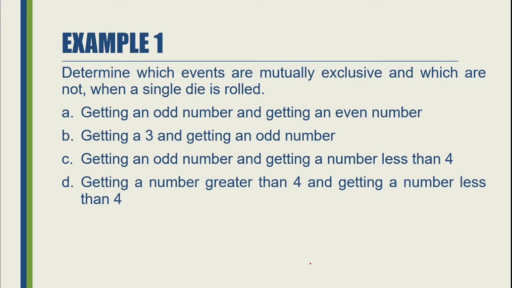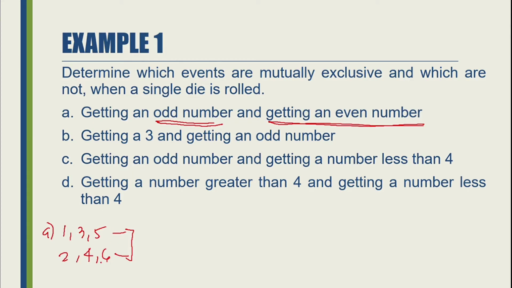So here is an example. Determine which events are mutually exclusive and which are not when a single die is rolled. First, getting an odd number and getting an even number. This is a mutually exclusive event, meaning separate probabilities, because the odd numbers are 1, 3, and 5, and the even numbers are 2, 4, and 6. The first and second events have nothing in common, so this is mutually exclusive.